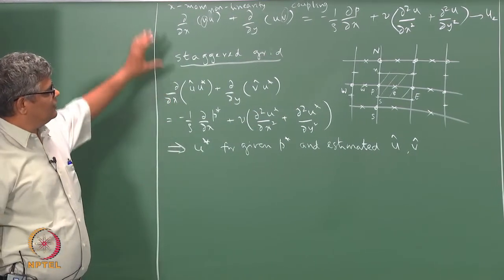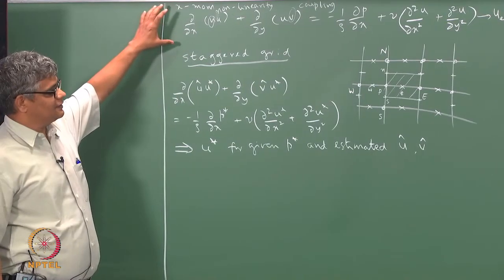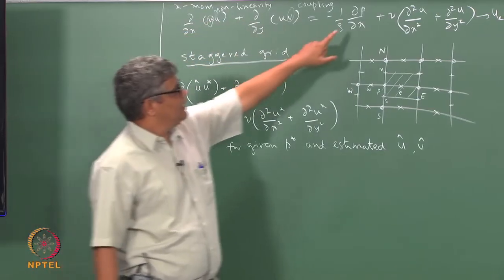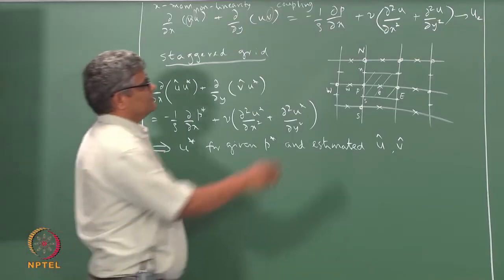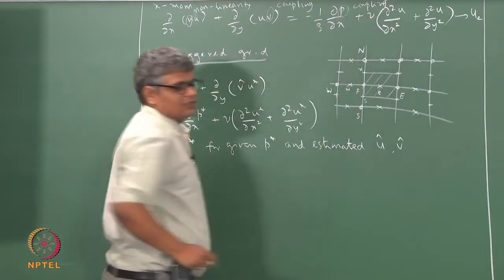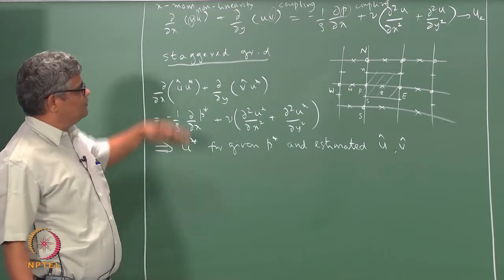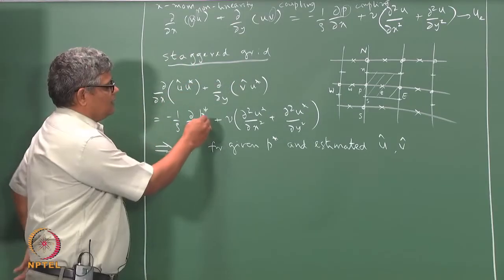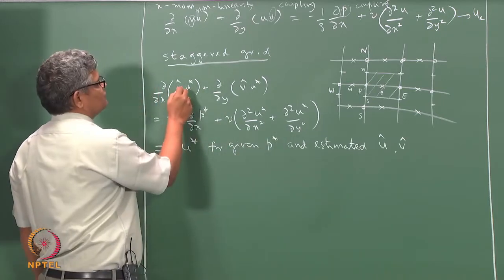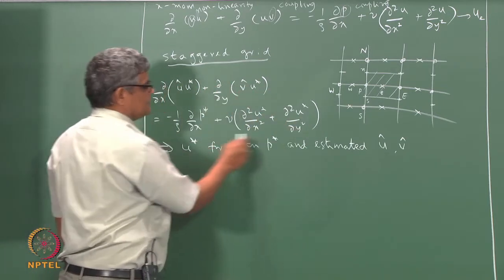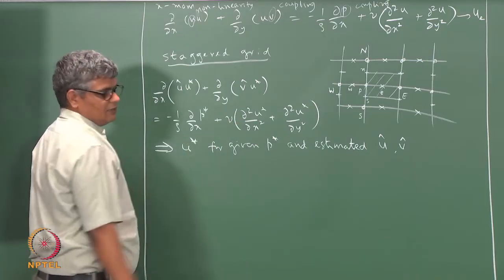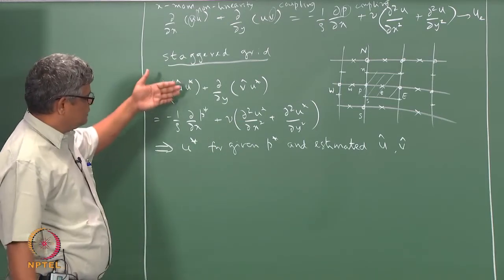Okay, so we are writing this discretized partial differential equation with nonlinearity and coupling, and pressure can also be considered as a coupling term here, because pressure is supposed to come from the continuity equation. We can write this in this way: for given p star and for estimated values of u hat and v hat, we discretize this equation and then solve it for u star.